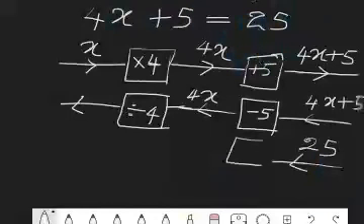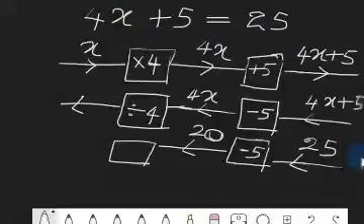Here minus 5. 25 minus 5. The answer is 20. 20 divided by 4. Sorry, here 4x divided by 4, the answer is x. So 20 divided by 4, the answer is 5. So these two positions should be equal. Therefore, the solution is x equals 5.